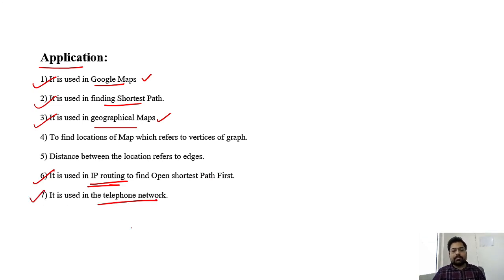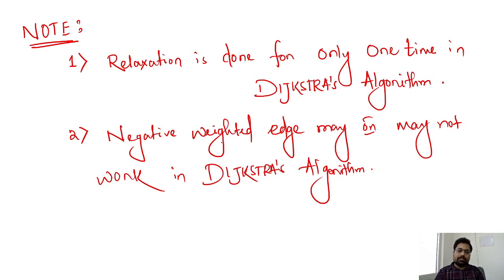Also in telephone networks, which we discussed now, the distance between the locations we can definitely find out, and the locations refer to the vertices of a graph. So these are the applications of it.